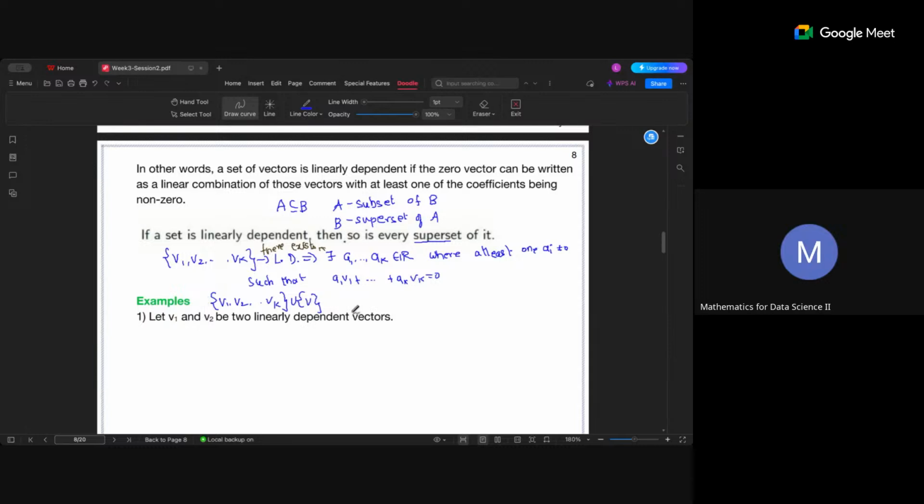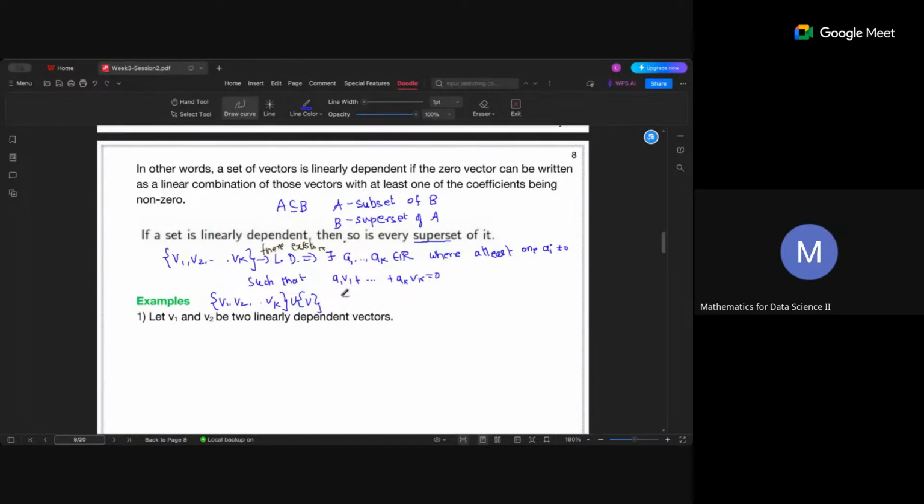How? Because there is already a coefficient which is non-zero. Correct. We already have coefficients where one of them is non-zero, so I can simply put 0 times v equal to 0. And anyway, one of the coefficients is non-zero, so this set is linearly dependent.